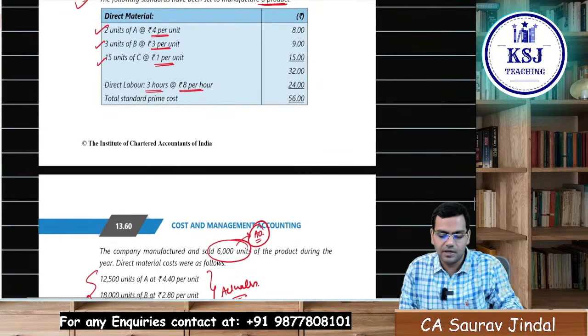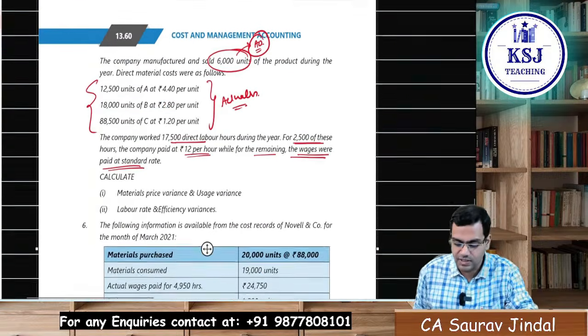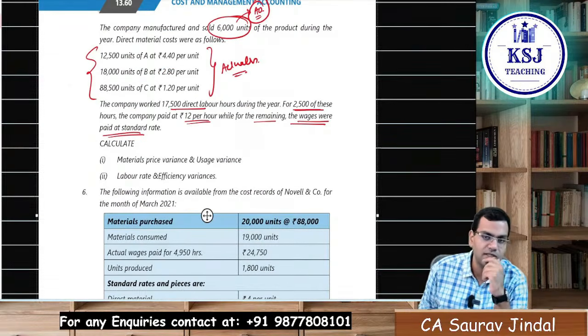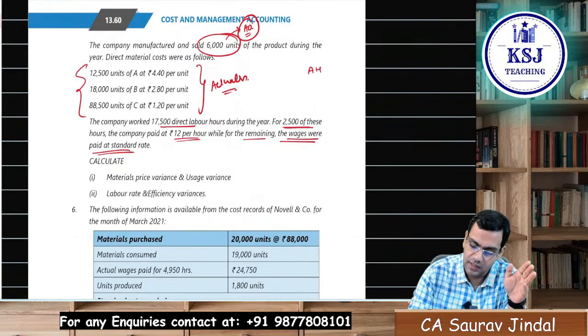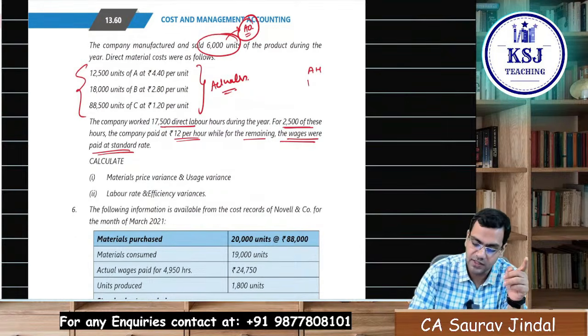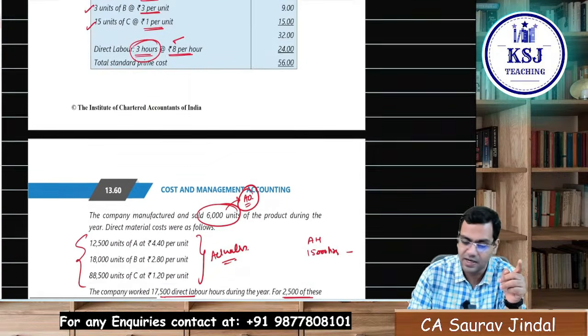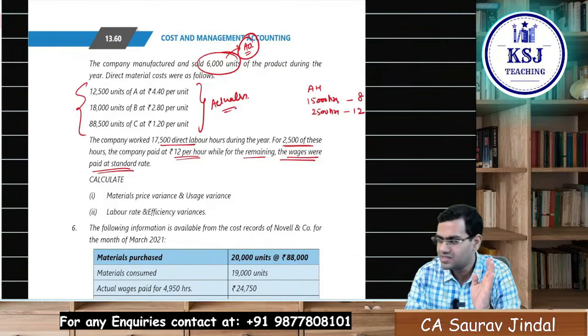Similarly, in case of labor, 6,000 multiplied by 3 hours will give you the standard hours for actual output, multiplied by standard rate will give you the standard cost. Actuals are given, but when you are taking the actuals, you have to be careful about one thing. You will split actual hours into 2 parts: 15,000 hours are being paid at the standard wage rate, that is 8 rupees, and the remaining 2,500 hours are being paid at 12 rupees. Rest everything will be equal.